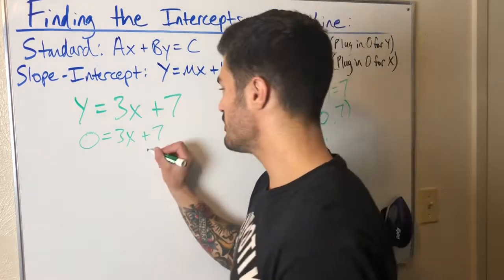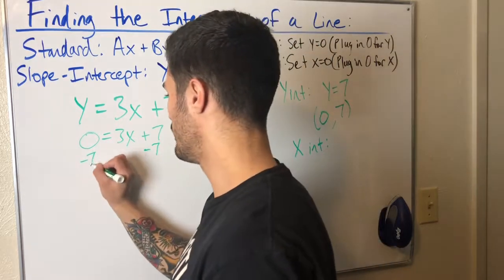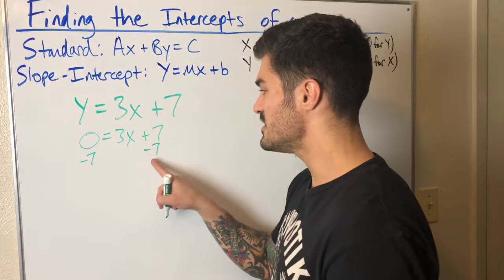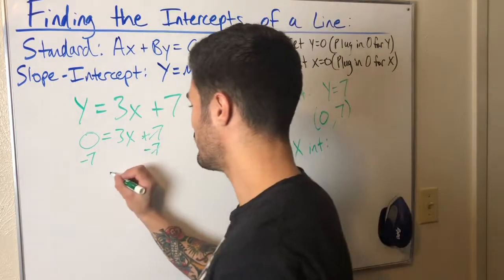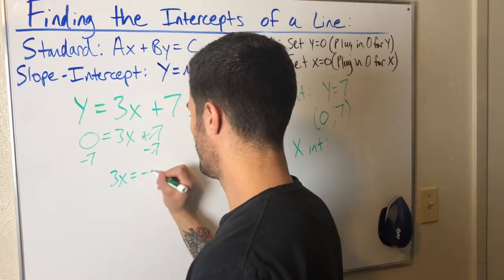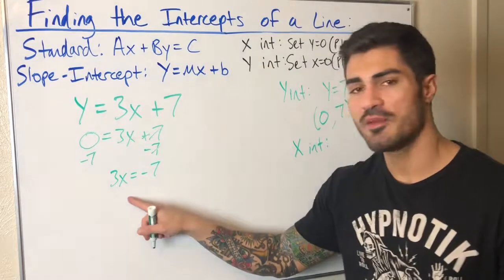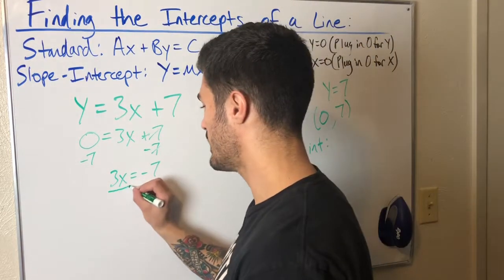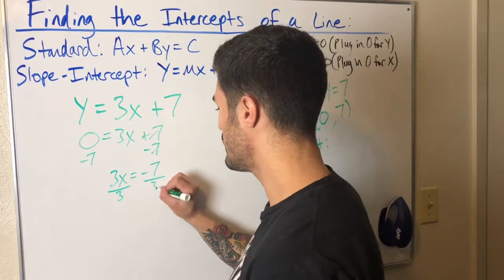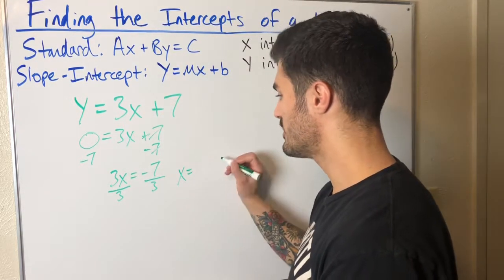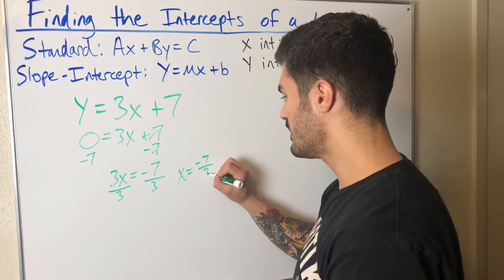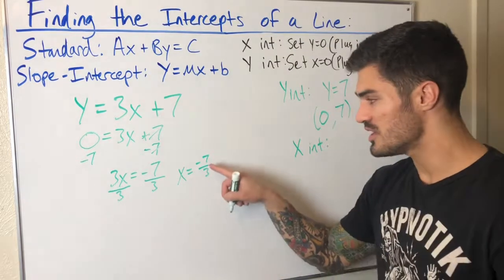So I'm going to subtract 7 from both sides. And now I have 3x equals, that plus 7 and minus 7 cancel, 3x equals negative 7. Now I'm going to divide both sides by 3 to get the x by itself. X is being multiplied by 3, so I need to reverse or cancel that process by dividing by 3. Okay, x equals negative 7 over 3.